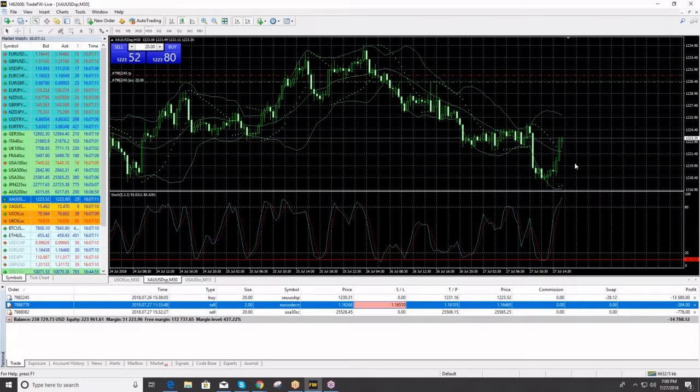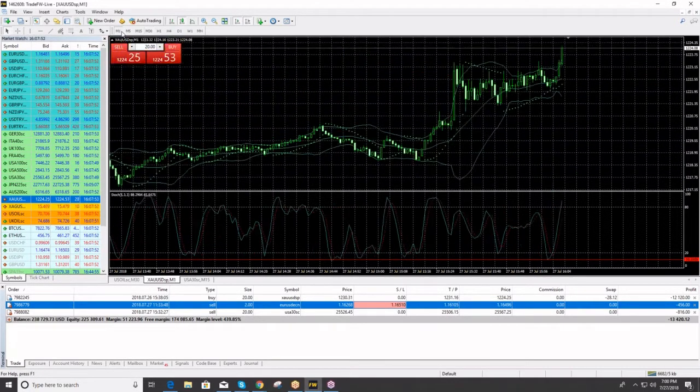It was just a matter of time. There we go. Okay, our Euro USD position is very close to hit stop loss, guys. On Euro USD, our stop loss is coming close. Our gold position is recovering very, very strongly. You can see that it's a rally.